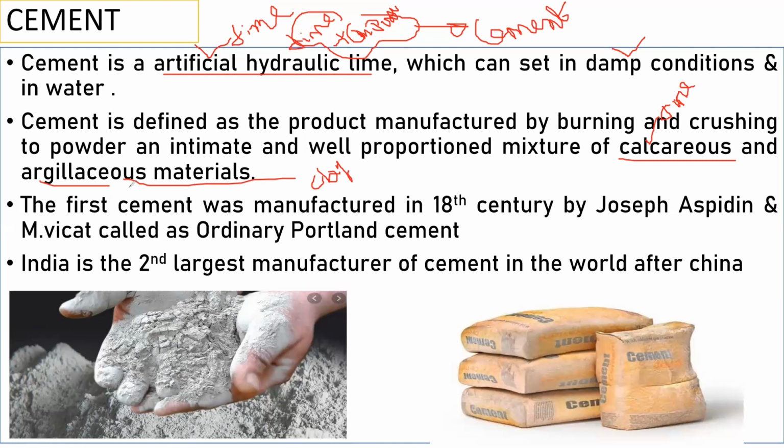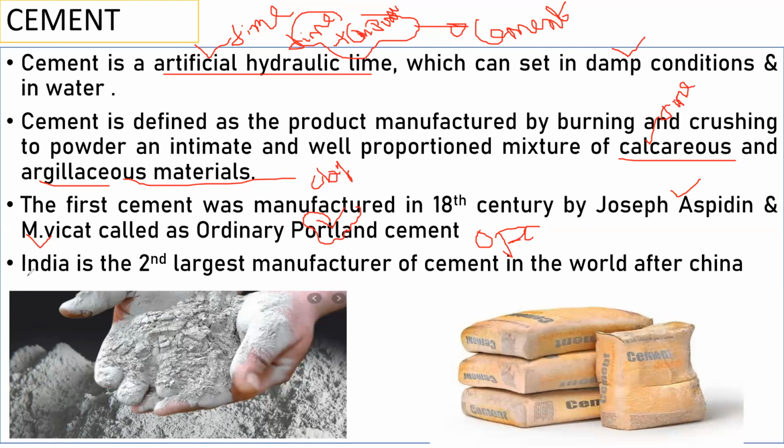Now coming to the history of cement, the first cement was manufactured in the 18th century by a person called Joseph Aspdin, and also by M. Vicat, and they called it ordinary Portland cement. That is why we call it OPC. And coming to the word Portland, there is a stone available in England whose color was gray. As a result, they said that this is a Portland stone, and that is how the name ordinary Portland cement came into existence.